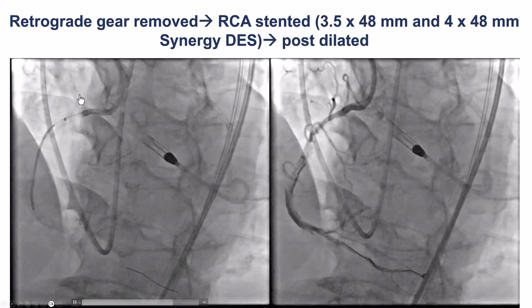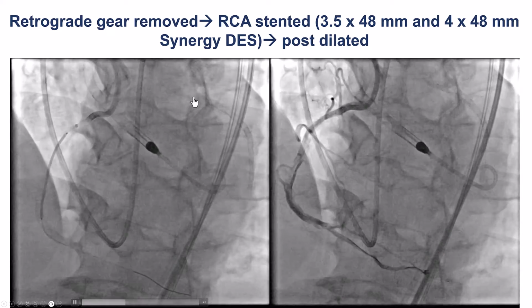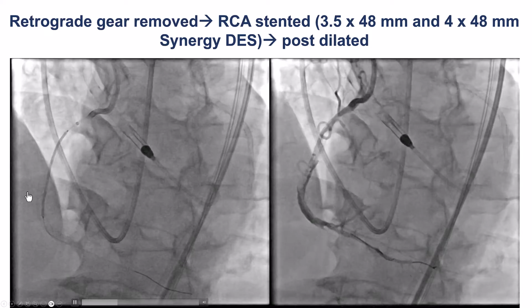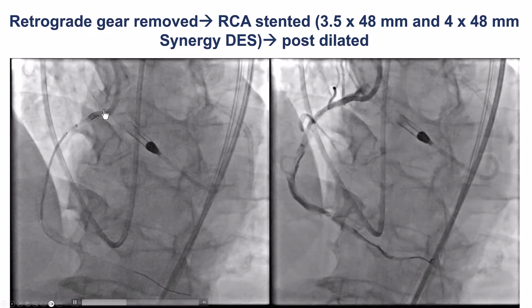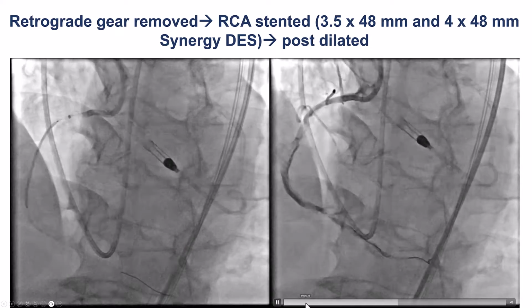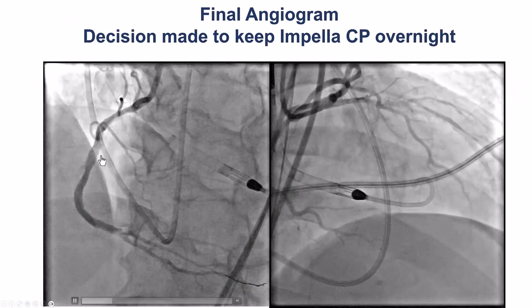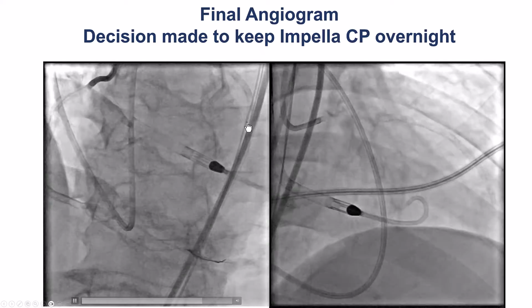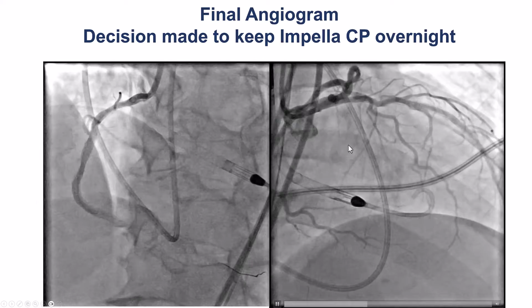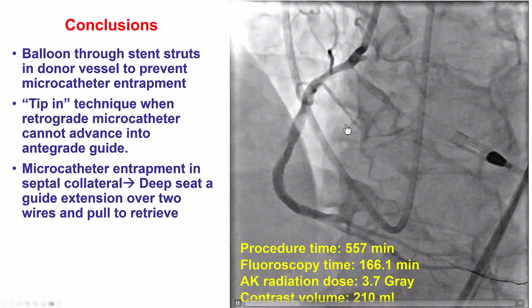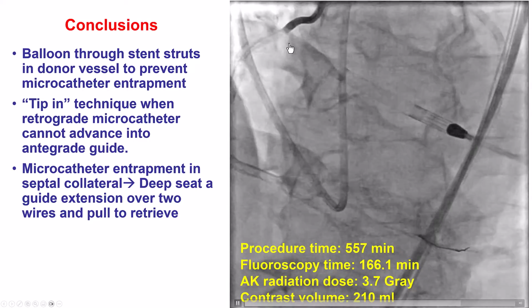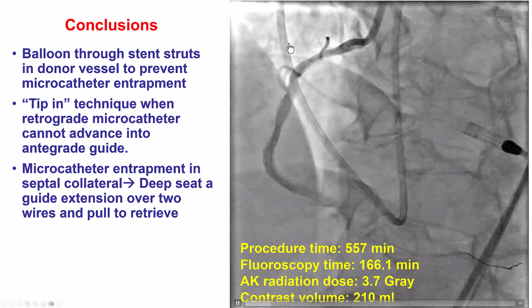Fortunately, we still had access to the vessel through the wire we had advanced previously. So we deployed 2 drug-eluting stents, and that restored flow into the right coronary artery. And the patient remained stable. We kept the Impella CP overnight in the unit, and he did have a prolonged hospital stay, but eventually he was able to be discharged.